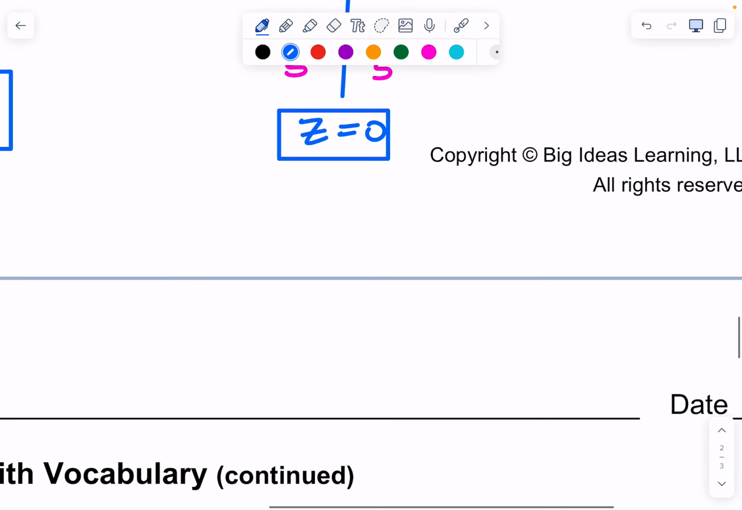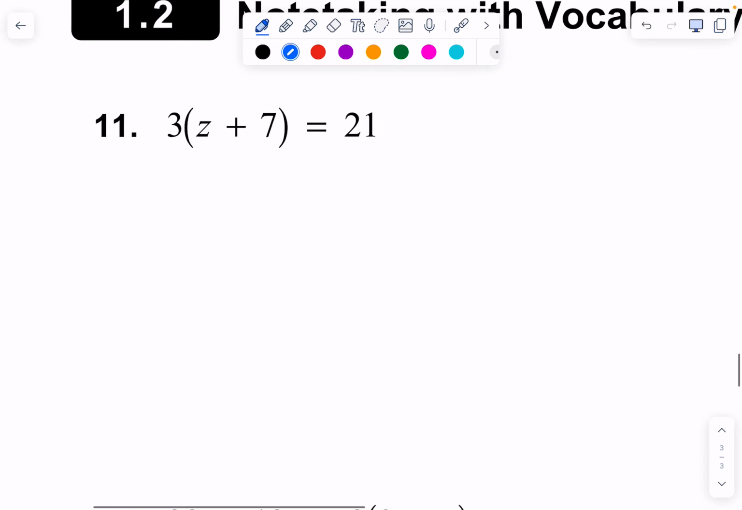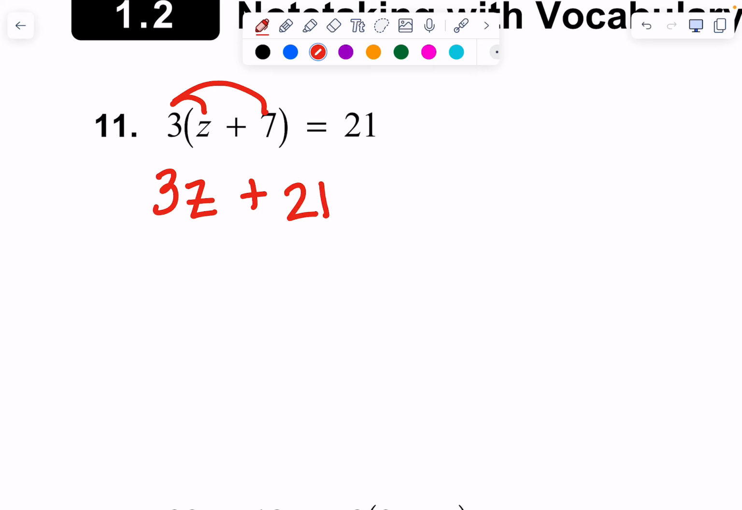All right, let's go to the next page and look at number 11. Yay, number 11. Now we can finally do step 1 of our 5-step process, okay? Do you see parentheses in which we can distribute? The distributive property is when we take a number multiplied to a quantity and we apply it to the whole quantity. So we have 3 times z and 3 times 7.